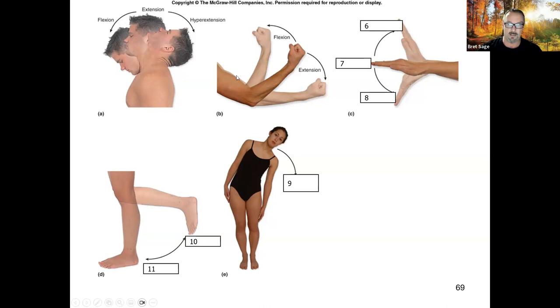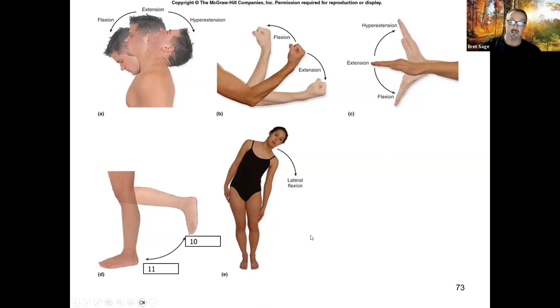Now, you can't do hyperextension with your elbow because of the way the joint is set up. Now, the hand and the foot work together. So hyperextension is going past anatomical. Remember, anatomical is with your hand straight. So this would be flexion, extension, hyperextension. That's not an injury because of the way it's set up.